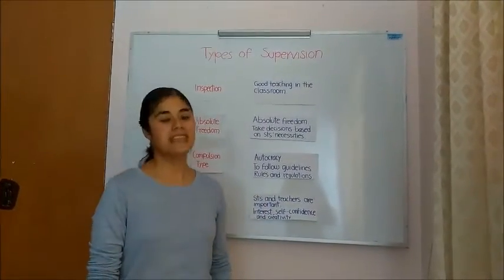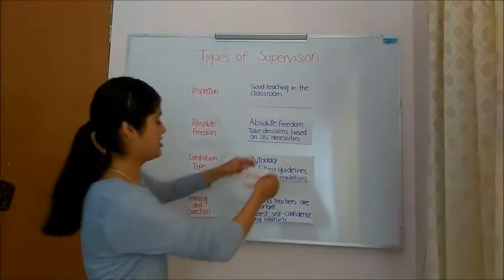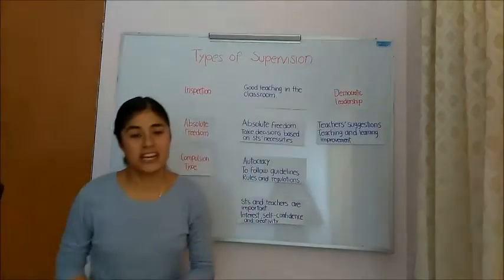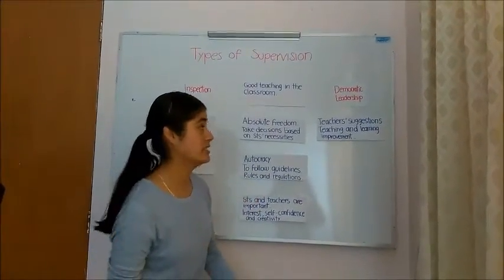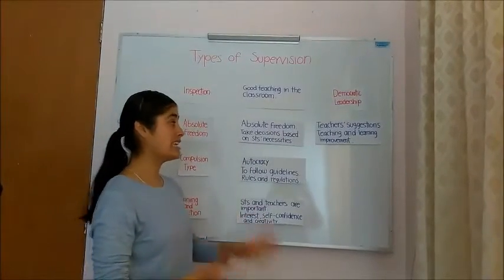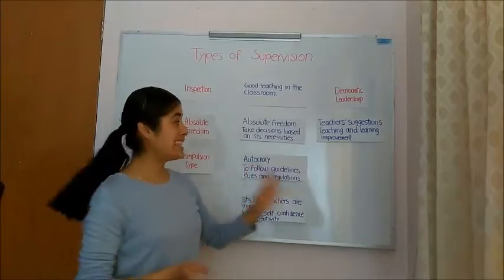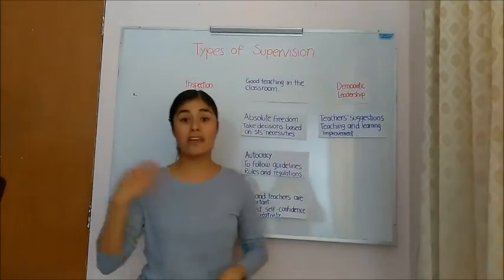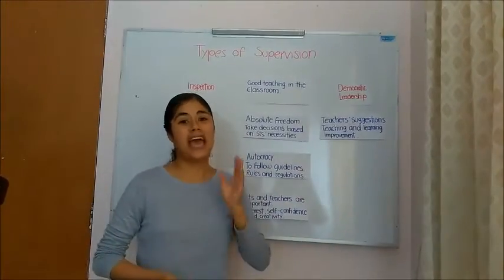And then we have the last one, that is democratic leadership. Teachers have the opportunity to give suggestions, and the most important is teaching and learning improvement. It says that everyone who is involved in the process of education is responsible for reaching a high quality of education.